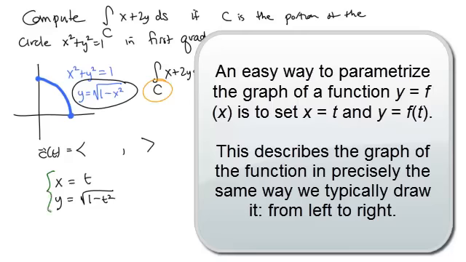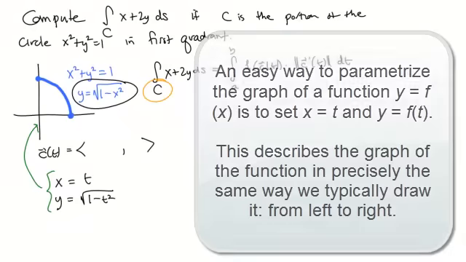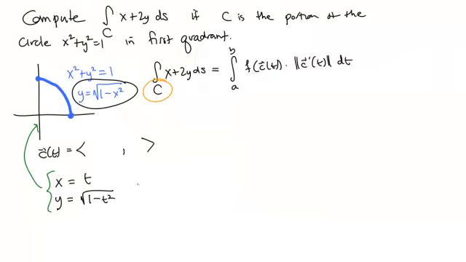I know that these two equations describe a circle because, if I eliminate the parameter, x is equal to t, which means that y is equal to the square root of 1 minus x squared. It describes the right shape. What values does it describe the circle for? When would I be down here at the point 1, 0? Well, that would happen when t is equal to 1.